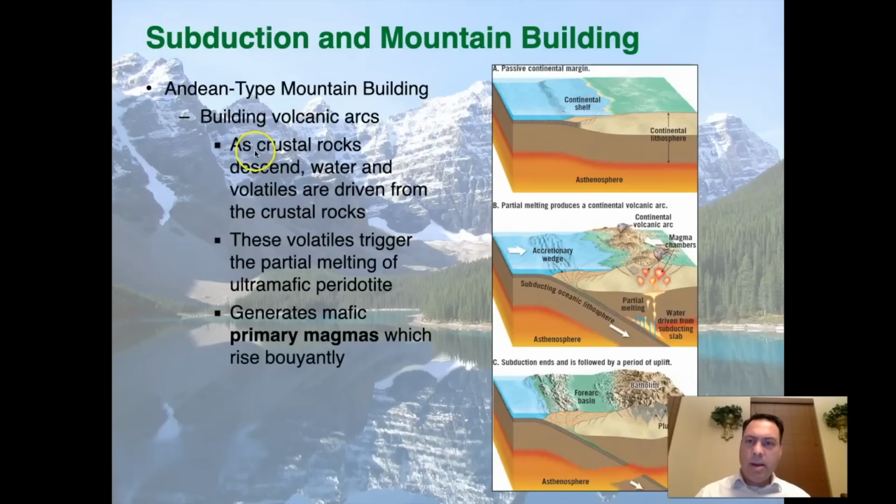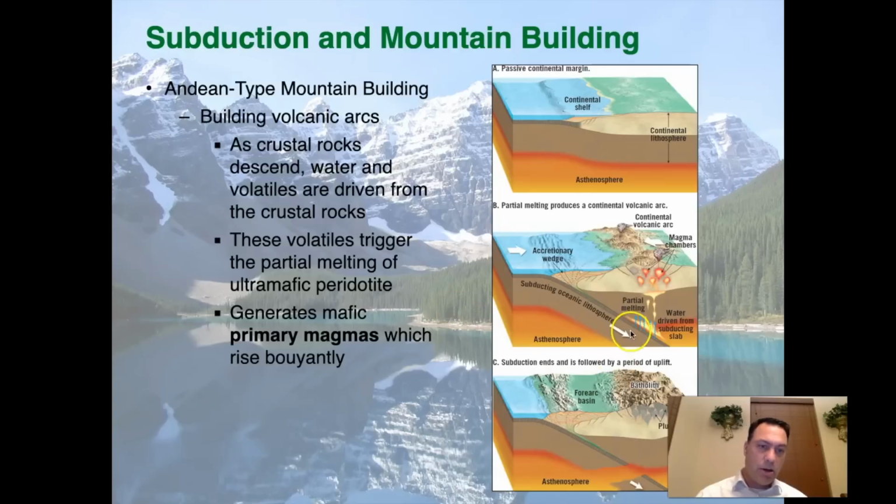So when we're talking about Andean mountains and mountain building events, it turns out that just like what we see in standard subduction zones in the oceanic crust, as the crustal rocks descend, water and volatiles are driven from the crustal rocks. We've talked about this happening also with the oceanics. These volatiles trigger the partial melting of ultramafic peridotite. So peridotite is the rock in the mantle wedge, which I didn't mention that rock type earlier, but we have, again, eclogites that are dewatering, expelling that water into the ultramafic peridotite, which is here in the mantle wedge, and it generates mafic primary magmas, which rise buoyantly.